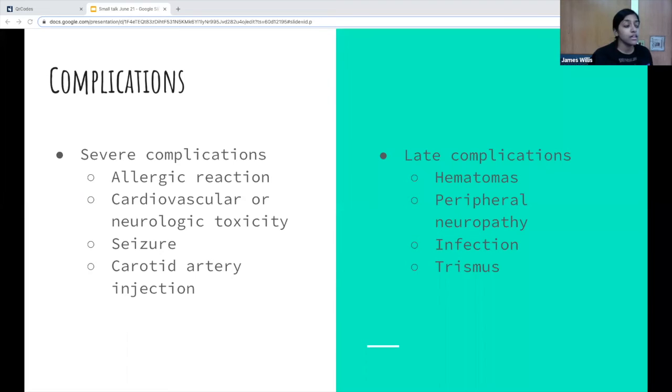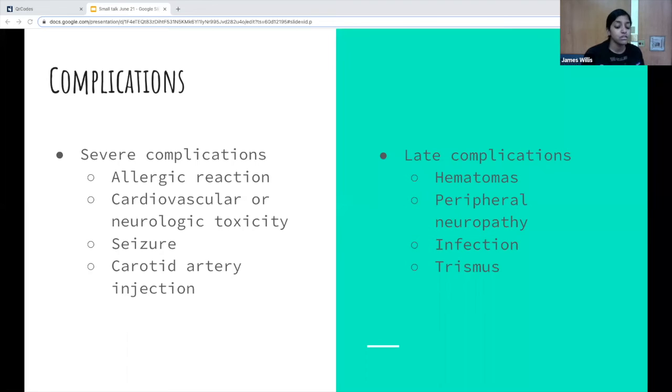It's important to get history from the patient about bleeding risks and prior incidences with anesthesia. And then also important to be calculating how much of the anesthetic you could be giving based on their weight. Late complications include hematomas, neuropathies, infection, and trismus.